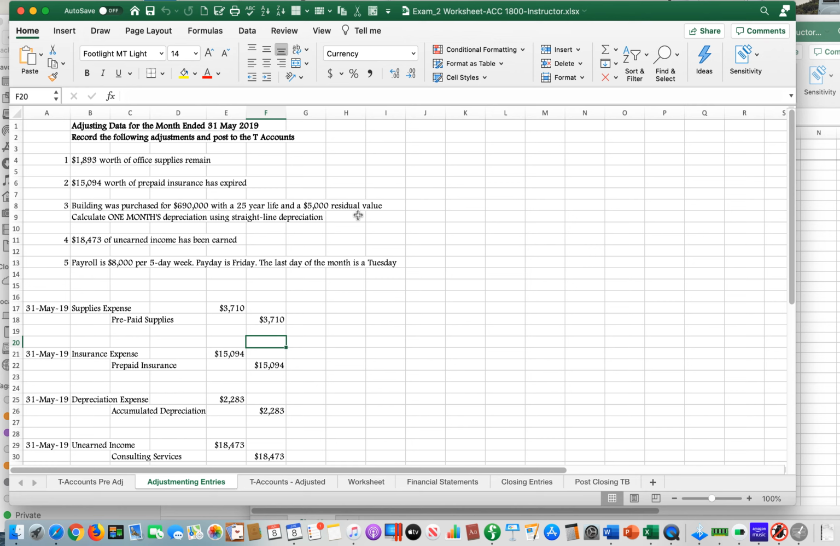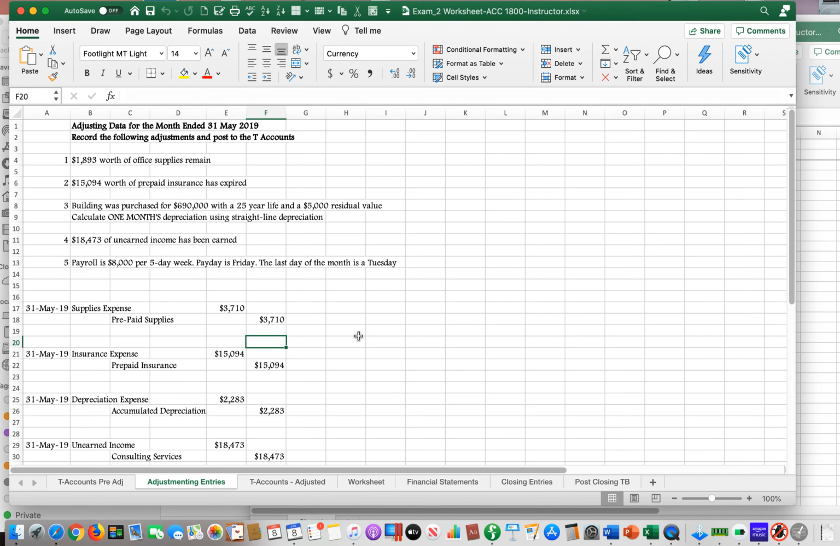Now, it says 25 years, but we're calculating depreciation on a monthly basis. So, what is the depreciation expense? Let's do the calculation together. Take your calculator out right now. Pause this if you have to. Get a calculator. I want you to work this out with me.